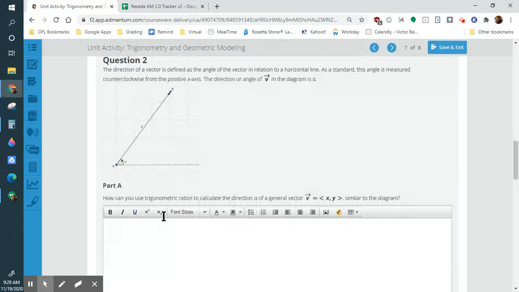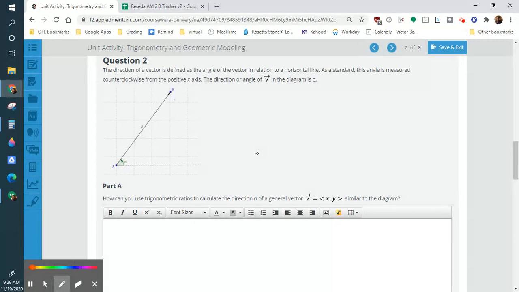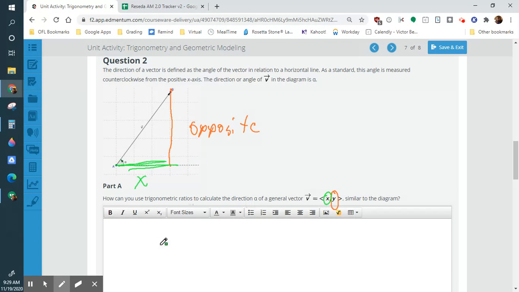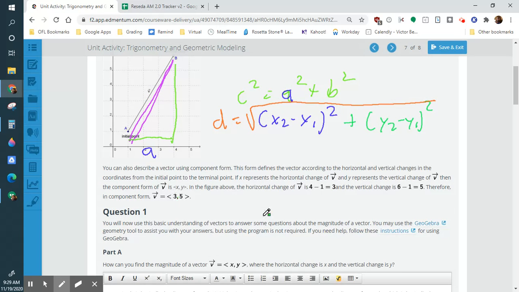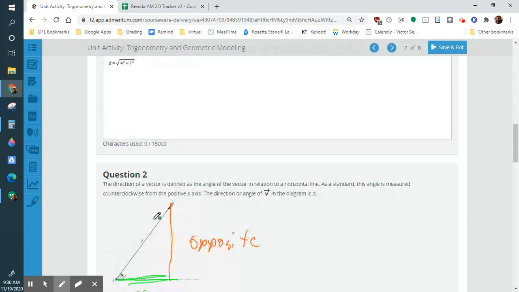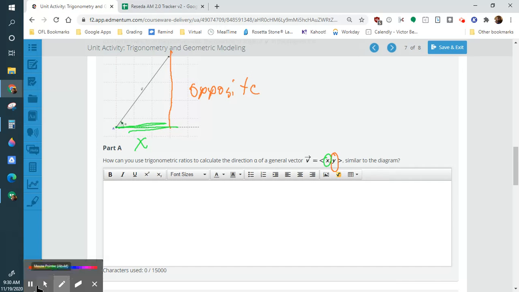So question 2, now we're going to be talking about an angle. Thinking about this, we have an opposite side. Our opposite side is basically our y value, and our adjacent is basically our x value. So similar, use trig to calculate the ratios. Again, we're going to use the same 3 and 5.